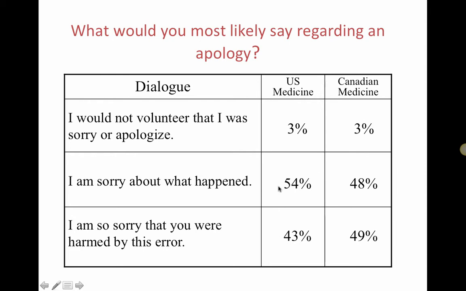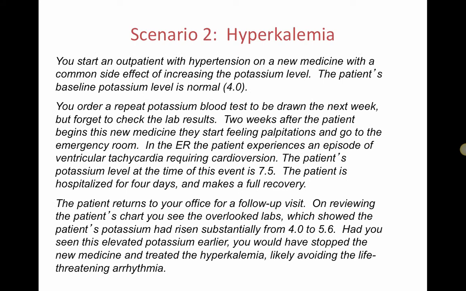Essentially, 54% would give what we would call a sympathetic sorry, a sorry in which one sympathizes with the patient that something bad happened, whereas 43% would make a statement that resembles an error of accountability, saying that they're sorry that an error occurred. Second scenario, you start an outpatient with hypertension on a new medicine with a common side effect of increasing the potassium level.